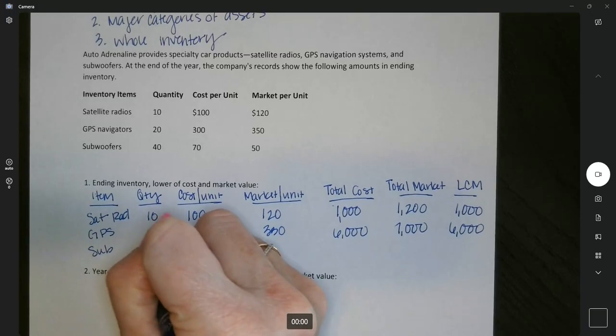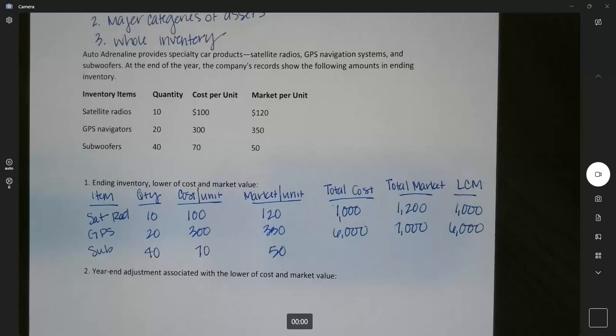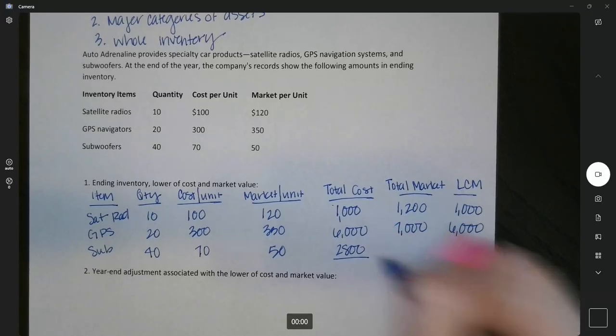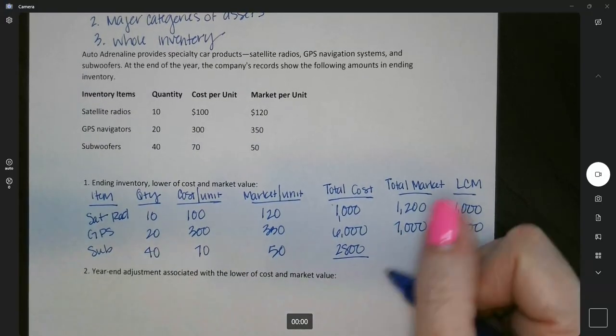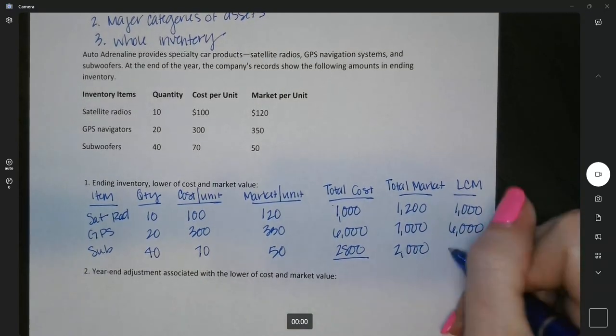Finally, for the subs, we have 40 of them. They cost $70 per unit. Market is $50 per unit. To get my total cost, I take quantity times cost per unit. I get $2,800. To get my market, I take 40 times 50. I get $2,000. Lower of cost and market on these ones is the market.